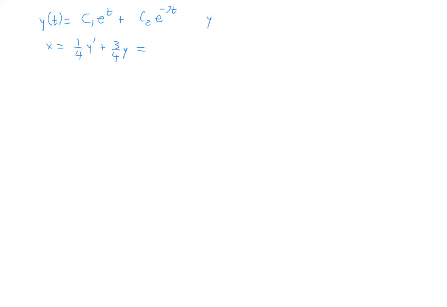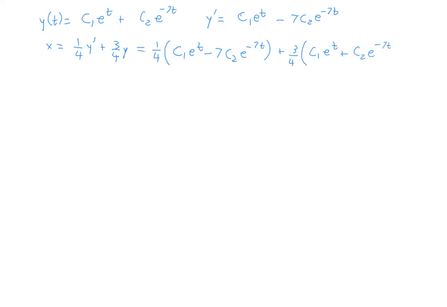We need to know what y prime is. So what is y prime? Y prime is going to be c1 e to the t minus 7 times c2 e to the negative 7t. Okay, and now we plug them in and we get 1/4 times c1 e to the t minus 7 c2 e to the negative 7t plus 3/4 of c1 e to the t plus c2 e to the negative 7t. And obviously we can bring things together and write this in a much nicer way.